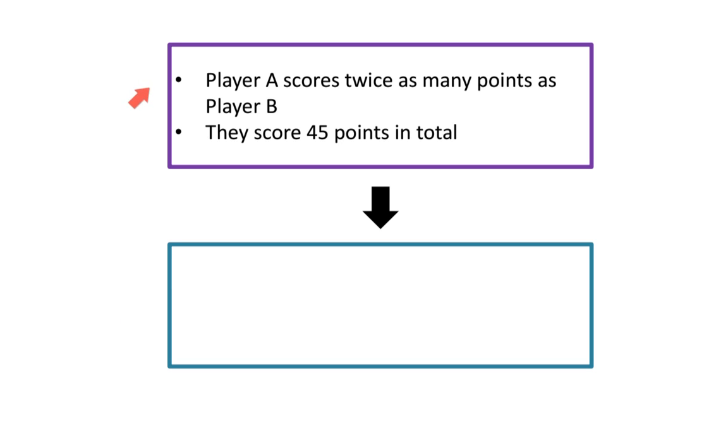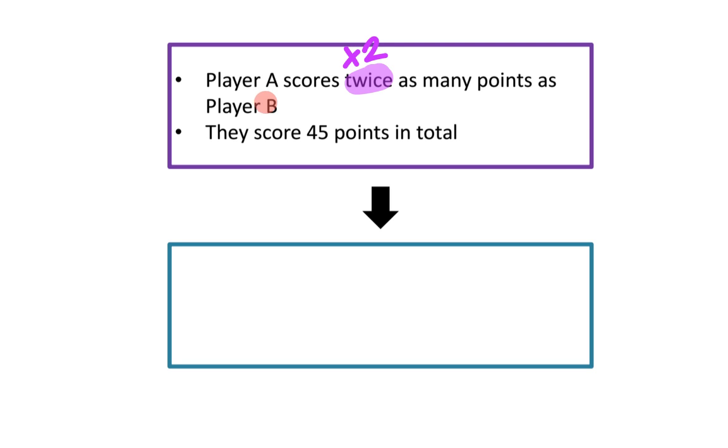Player A scores twice as many points as player B. They score 45 points in total. We want to change these words into an equation. Let's start by breaking this down. The word twice can be represented by multiply by 2.